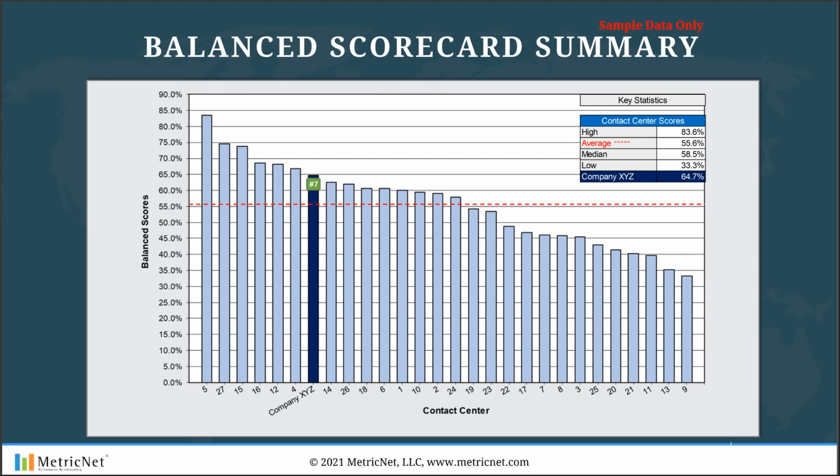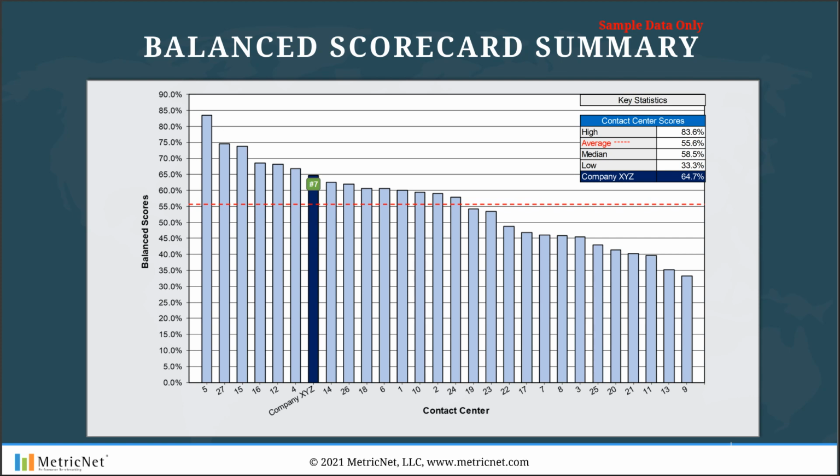So they are above average, second quartile, not quite top quartile, but they are an above average performer. This is a very visual diagram right here. It's a bar chart or a distribution chart. It shows the distribution of balance scores for a group of 27 contact centers. Our client, company XYZ, placed 7 out of 27. So it was a good score. It wasn't a great score, but it was a good score. They were well above average.